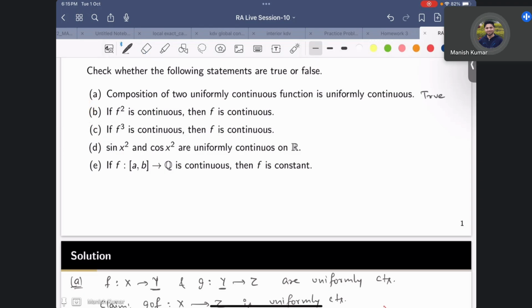So now the question is: if f square is continuous, can you say that f is also continuous? We know the other way around, that if f and g are continuous, then f times g is continuous. In particular, if f is continuous, then f times f is continuous. But this is the converse: suppose f times f, which is f square, is continuous, can you say that f is continuous?